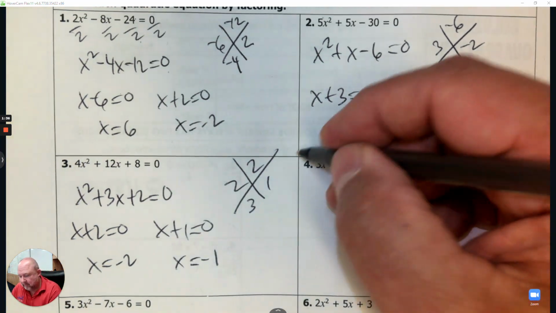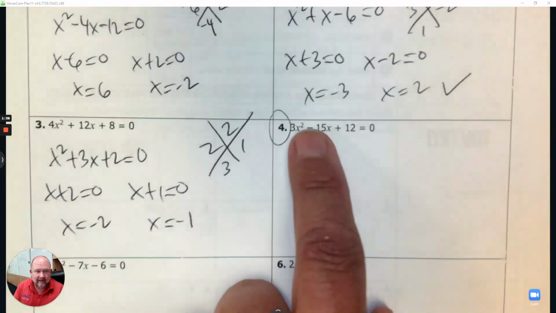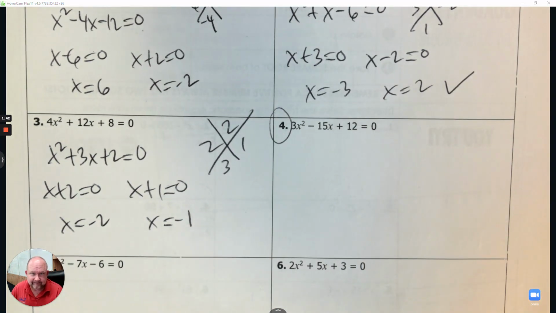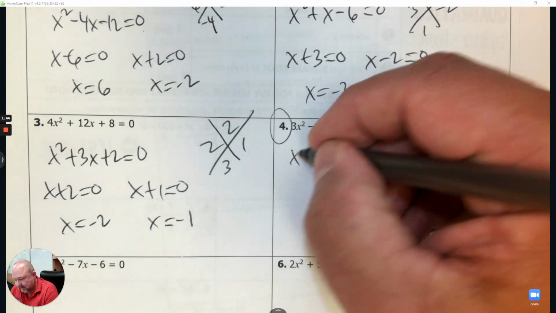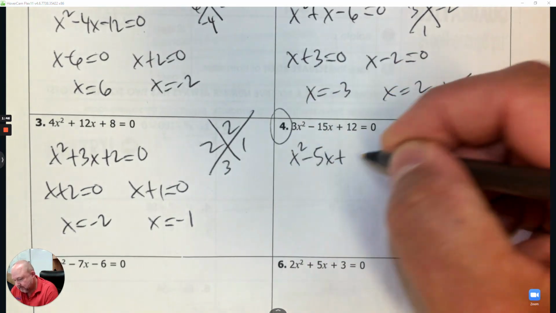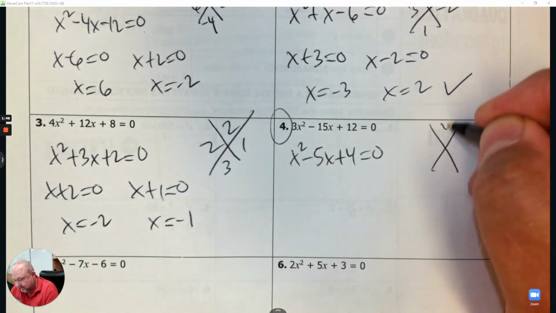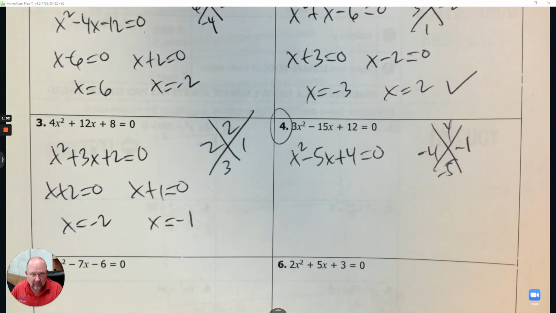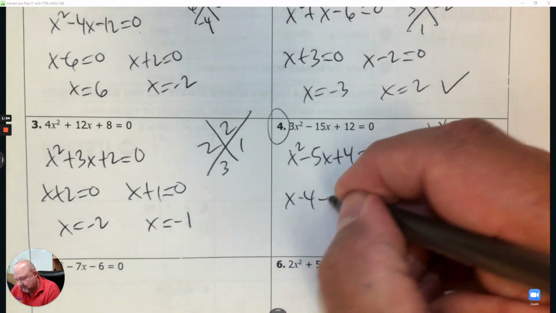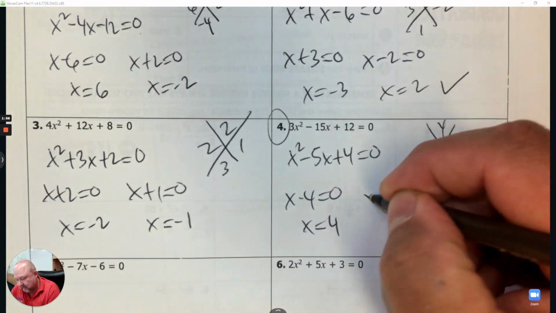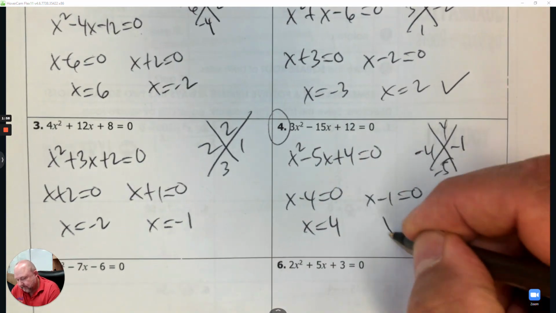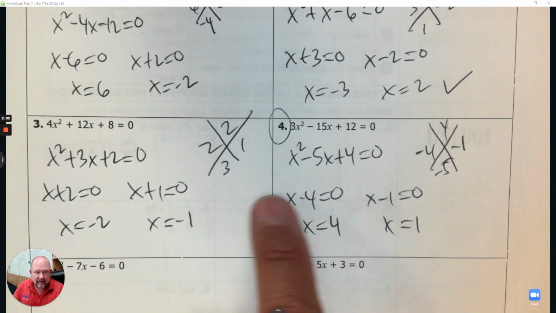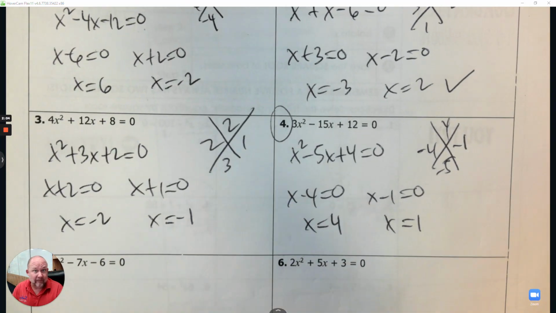All right, try number 4, same thing. Divide, and then factor it, and see if you can solve it. Press pause. All right, so divide by 3. Factor it. The two numbers are negative 4 and negative 1. Make them both equal to 0, and then solve the equation. So we're going to add 4, add 1, and we have our two answers. So did you do it correct before I did it?